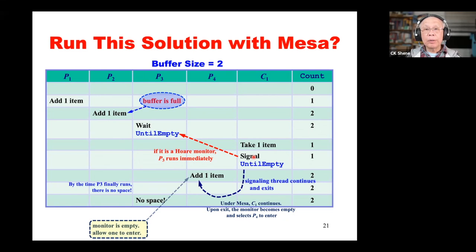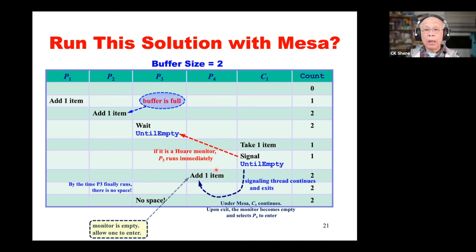Under the Mesa monitor, the one who signals continues to use the monitor. And the released one is just removed from the waiting set of until empty and moved to where? Outside of the monitor. P3 will be allowed to come in sometime later, but we don't know when. So after C1 signals until empty, C1 exits. So the monitor becomes empty again.